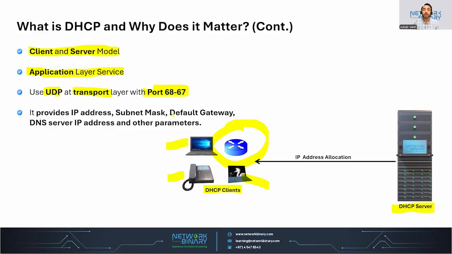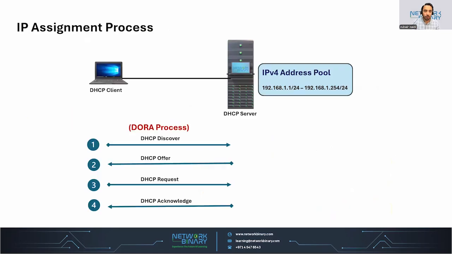What does DHCP offer apart from the IP address? Well, DHCP offers a lot of parameters, a lot of things like IP address and its subnet mask. You can even add the default gateway, you can define the DNS server IP address, domain name, and so many other parameters.